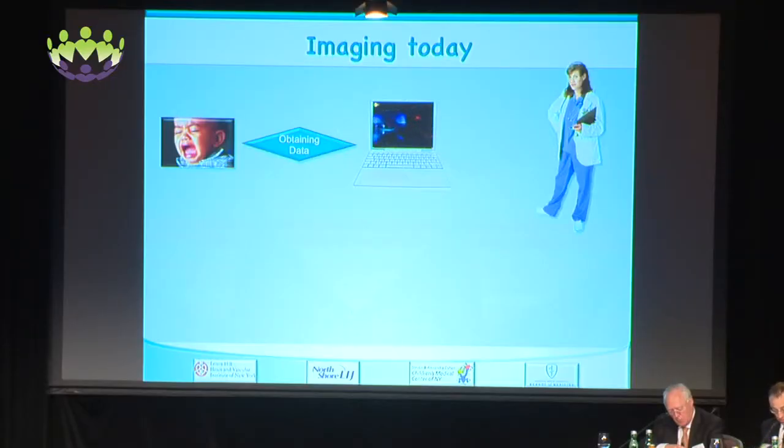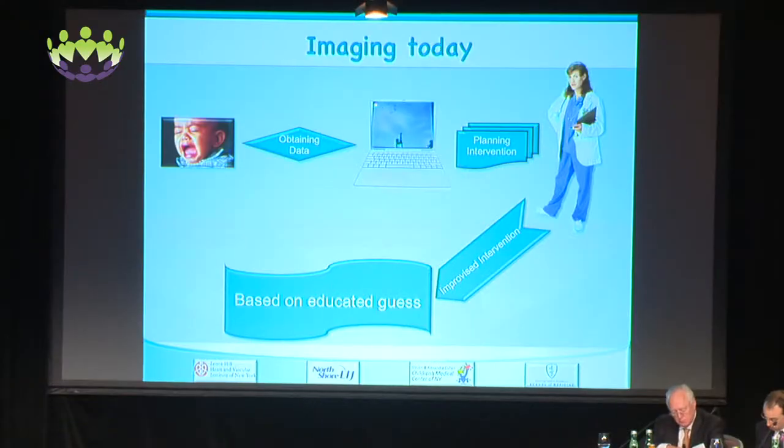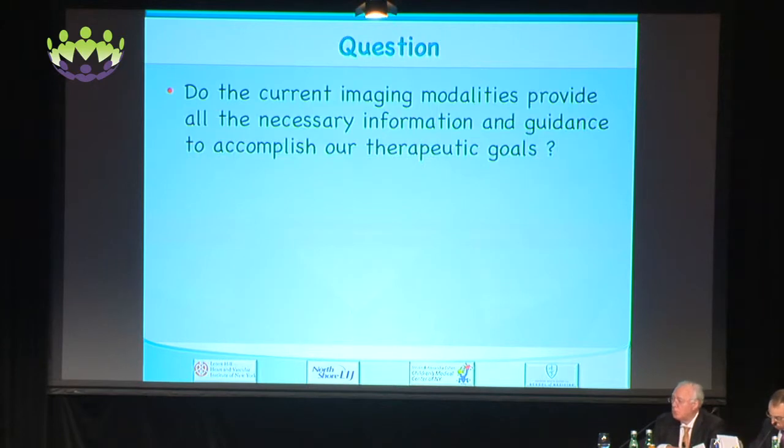So this is how we use imaging today. We basically obtain the data, and we display that data as Chinese shadows. That's basically what we are doing. And based on these Chinese shadows, now we are planning our intervention. Now we take the patient to the Cath lab, we try to do the intervention, and we obviously need to improvise on that intervention. And that improvisation is basically based on educated guesses from the images that we obtain. And I think this is a very archaic way of really looking at imaging and how to do these procedures.